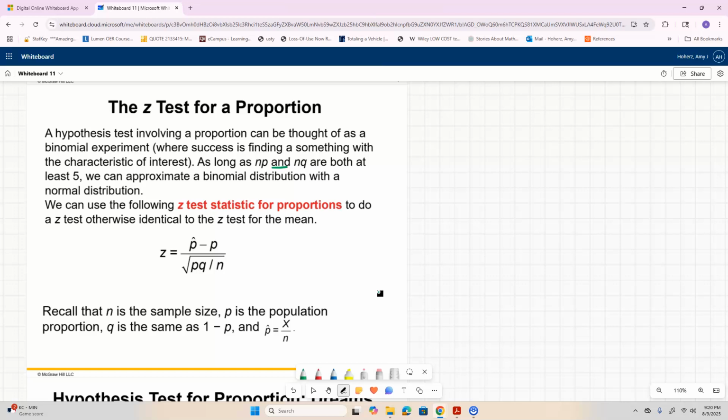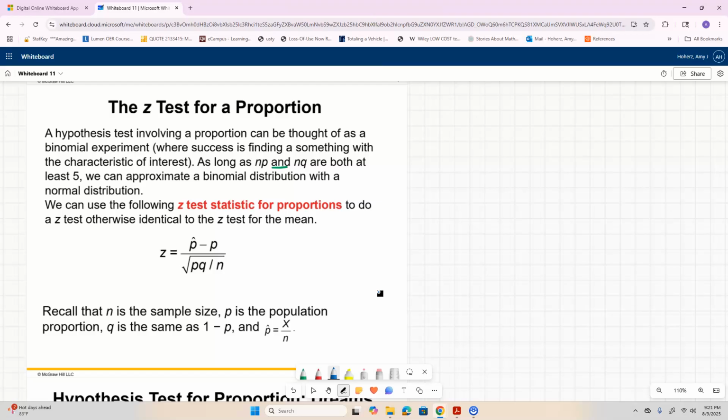And that's because if that gets under 5, then lowering the number by 1 or raising the number by 1 that have the characteristic of interest would change the proportion pretty quickly. So they want to make sure that we at least have 5 when we take n times p and n times q. We don't really have to worry about that for our problems. We're just going to have problems where that's already taken care of, but do know that that is a requirement.